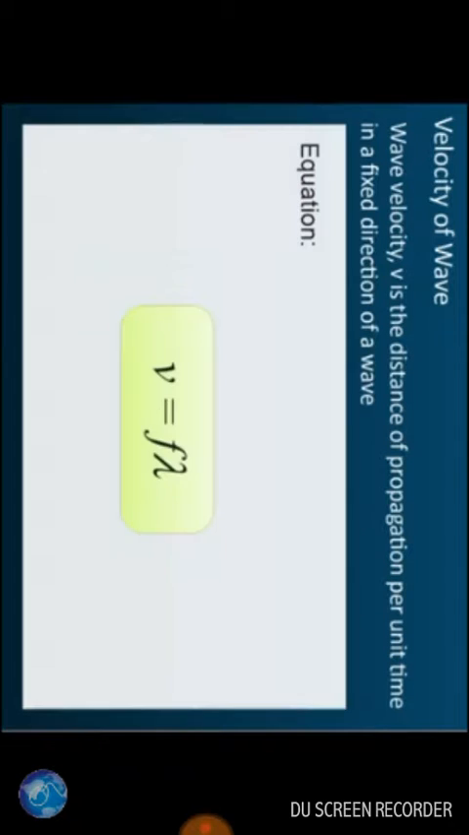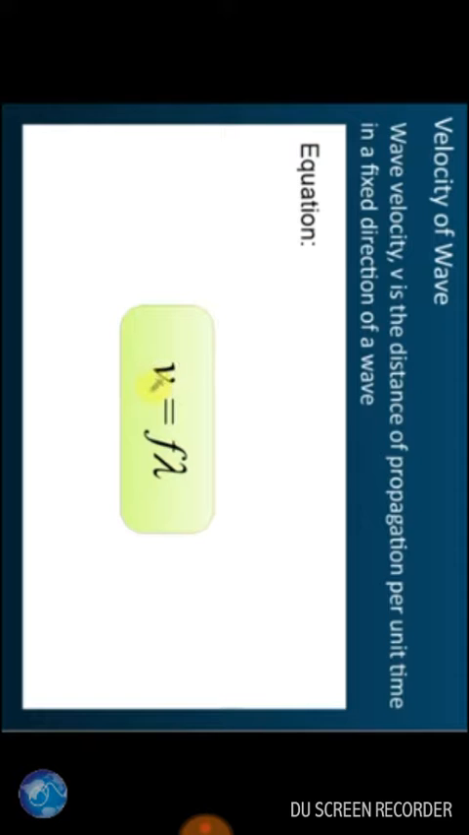The velocity of a wave is the distance of propagation per unit time in the fixed direction of the wave. It means how much distance it travels in one unit of time. The one unit of time can be one second or one minute or one hour. And it is given by the formula V equals F lambda.